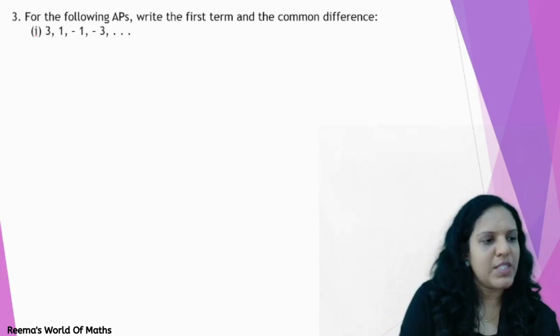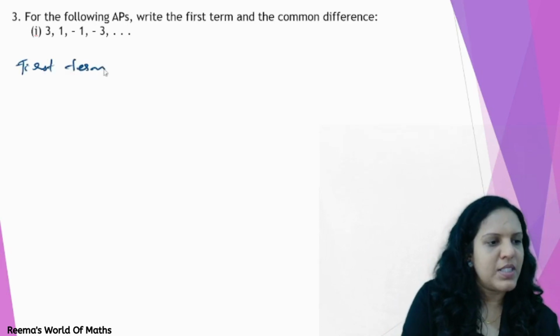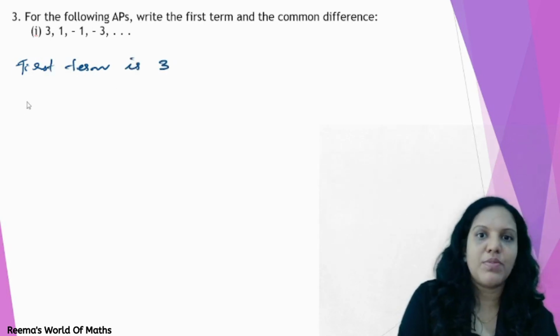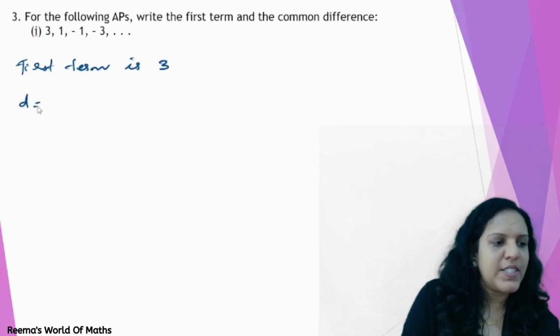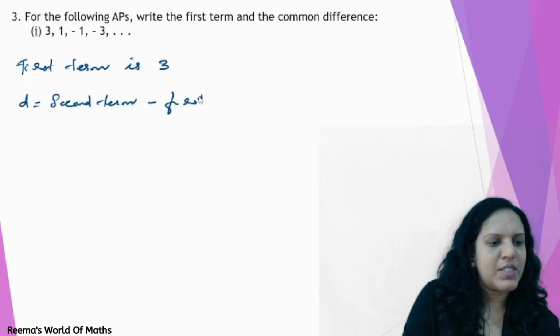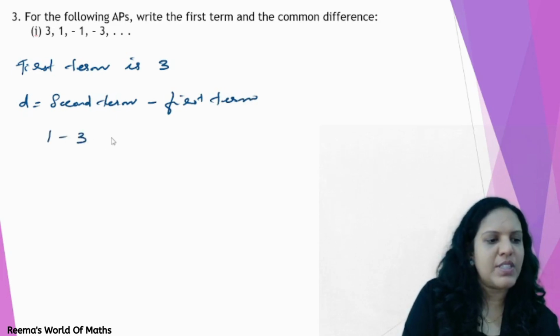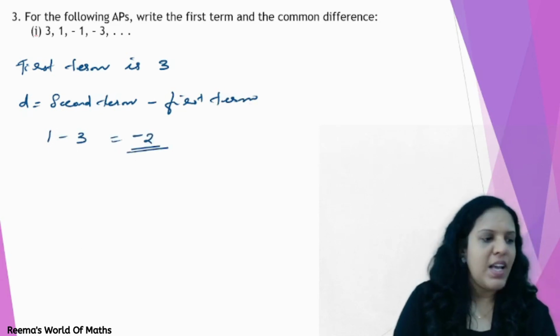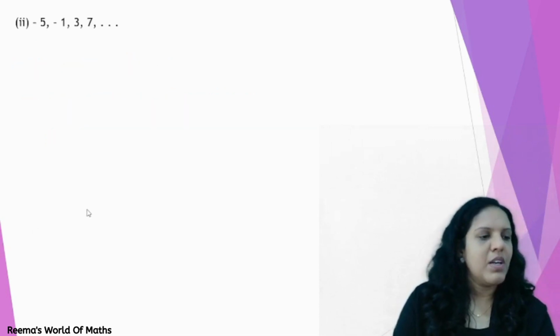So here we know which is the first term. The first term is 3. And how will we find the common difference? Common difference d is equal to second term minus first term, which is 1 minus 3, which is equal to minus 2. So the common difference is d and the first term is a. Let's see the next question.